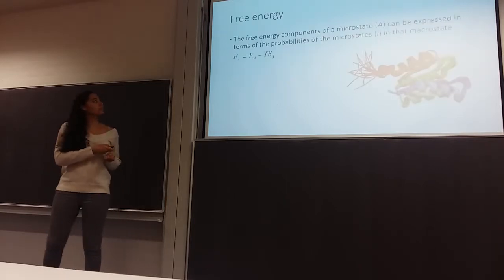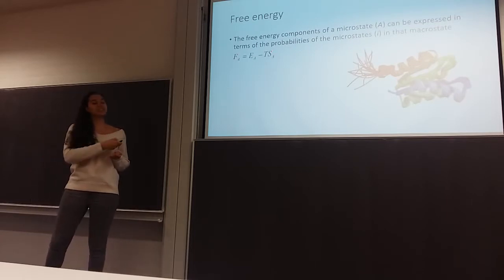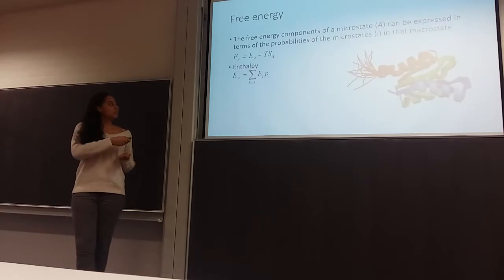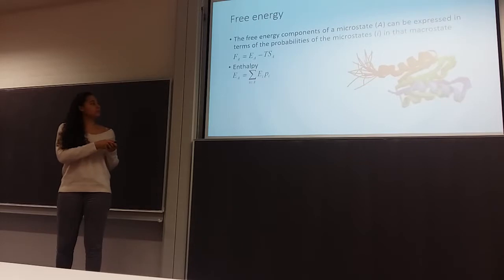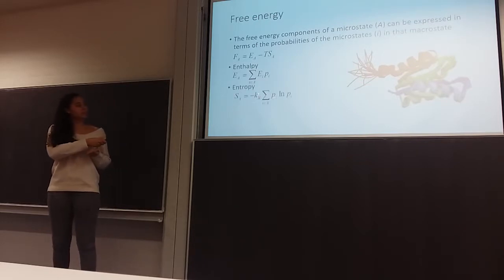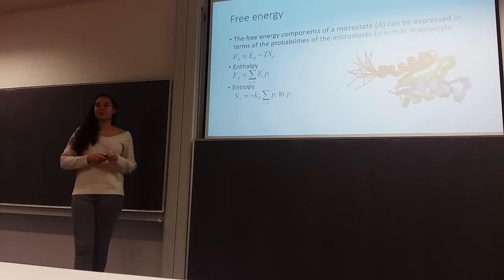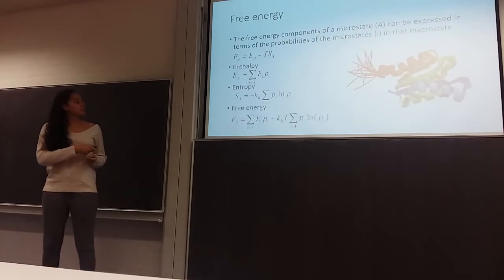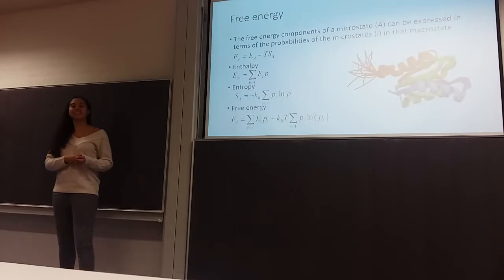So if we apply this to our free energy, we have our free energy of a state is the enthalpy minus temperature times the entropy. And then the enthalpy will be the weighted sum of these enthalpies. For the entropy, it's a bit more complicated term if we do this. And so we have a Boltzmann factor times the sum of the probabilities times the log of these probabilities. And this will actually give us this very long formula to calculate the free energy.